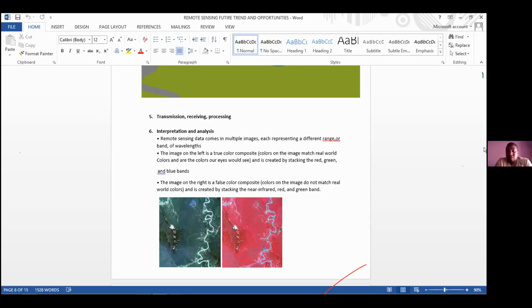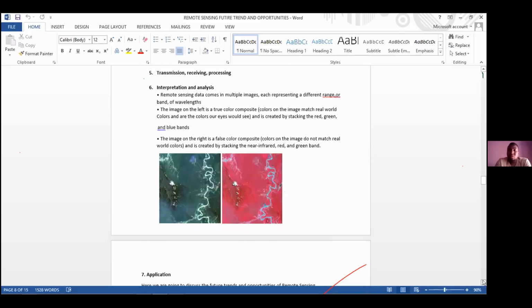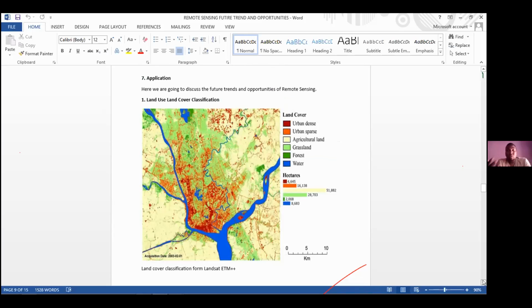You show the computer, you give it the command, or the computer can run itself. But usually, when it comes to this kind of analysis, you are the one that gives the computer commands. You tell it do this, and it does that. So the next step of the remote sensing process is what we call the application. And this is where we are going to focus, because based on our topic, we were looking at remote sensing trends and future opportunities.